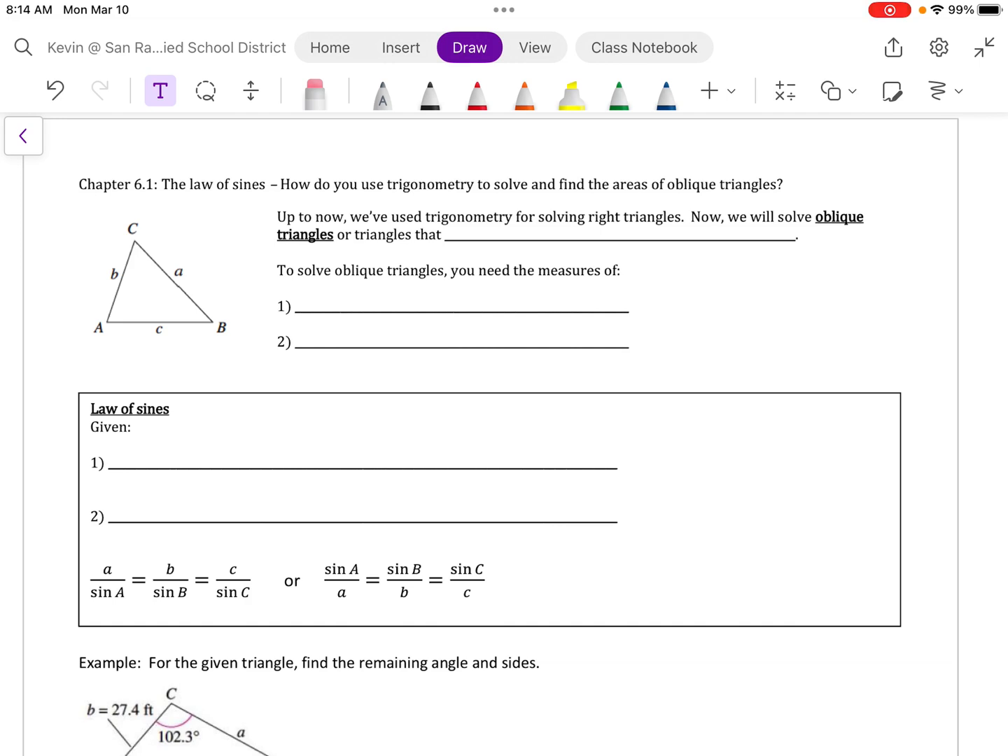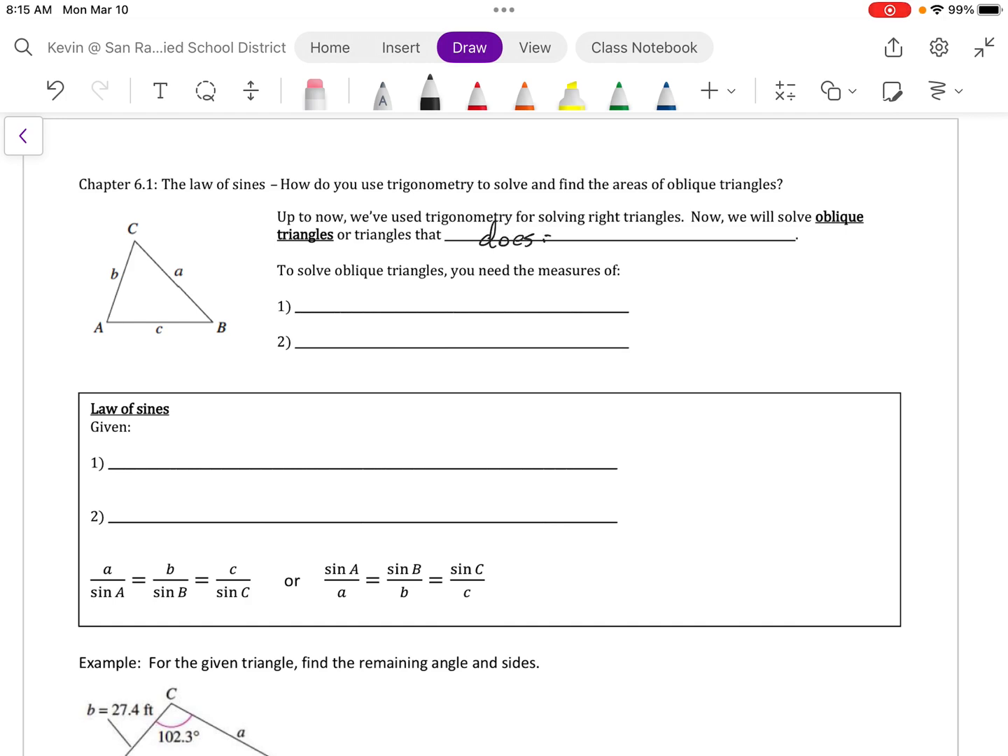Okay, this is chapter 6.1 notes. This is the law of sines, how to use trigonometry to solve and find the areas of an oblique triangle. Up to now, we've used trig to solve right triangles. Now we'll solve an oblique triangle.